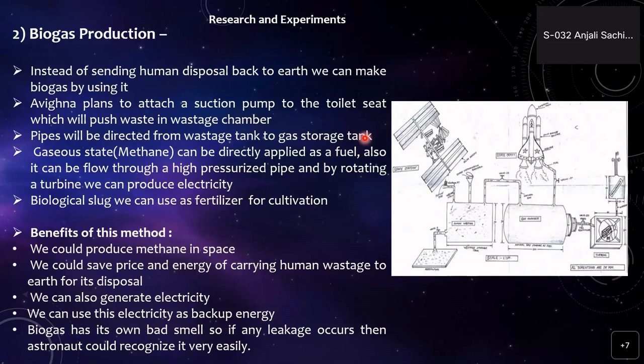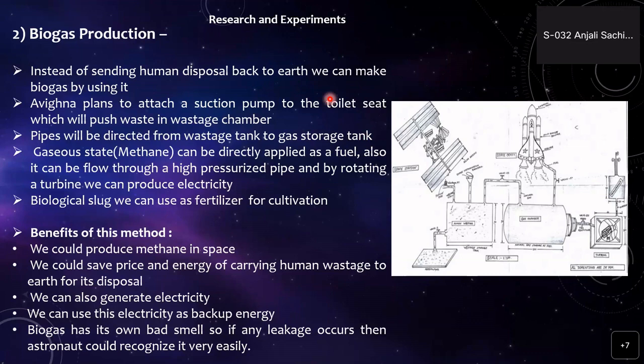In the waste chamber, we will inject methanogenesis microbes, which will convert that waste into biogas and biological slurry. And that biogas is nothing but methane, and we will carry that methane by using a pipe from the waste chamber to the gas storage tank. And that methane we can use as a fuel.